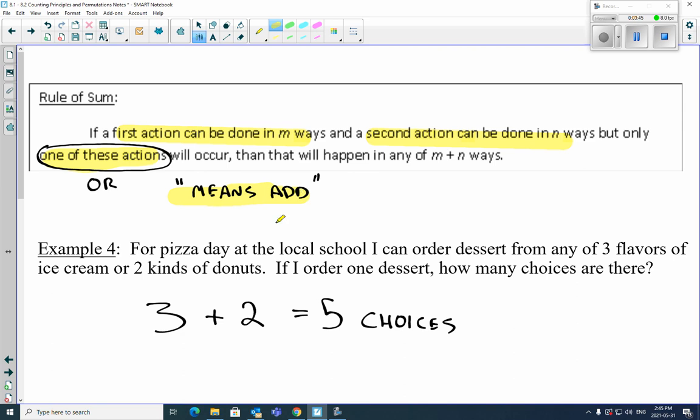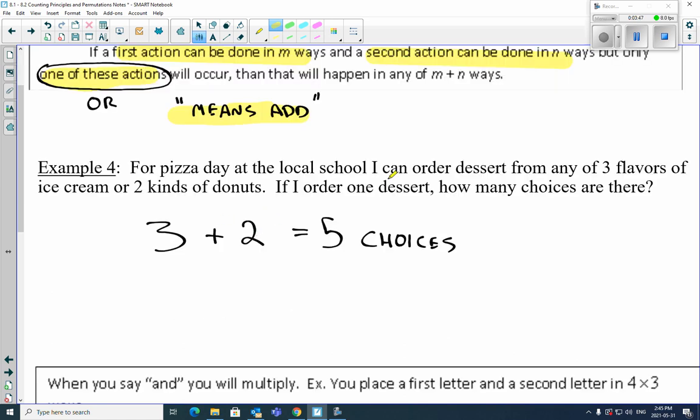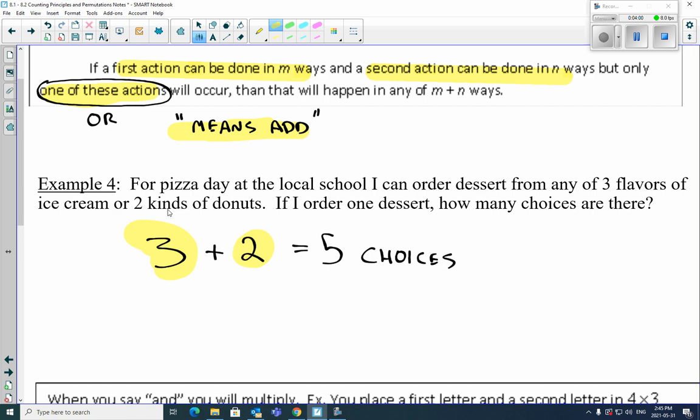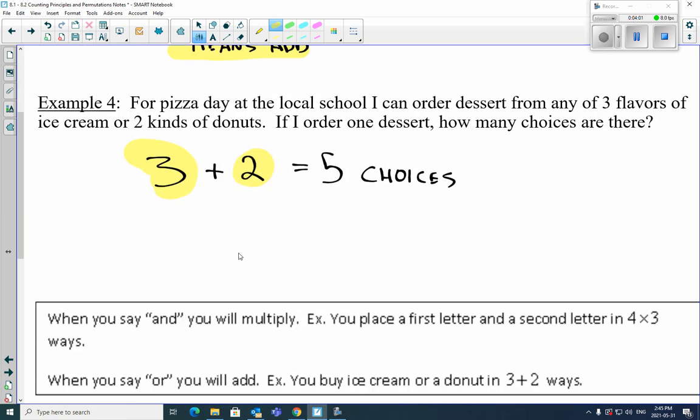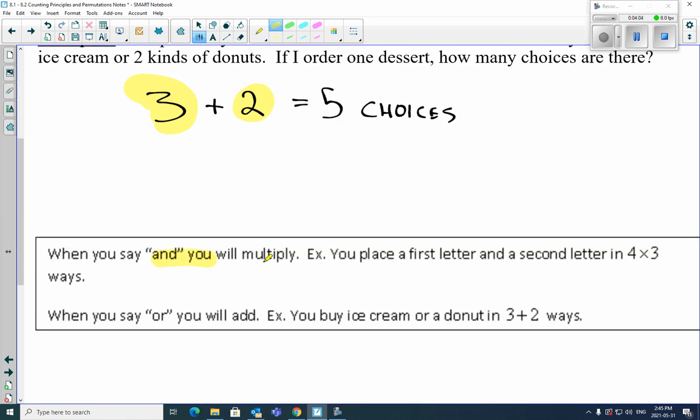So pizza day. You get a choice of 3 flavors of ice cream or 2 kinds of donuts. So your options are, hey, there it is. You either get the 3 flavors of ice cream or the donuts. You can't have both, and that's why you add them, right? So if it's or, it's add. And if it's and, multiply, and again, or, add. Just keep that in the back of your mind, okay? So now what we can do is talk about actual permutations. And permutations is a combination of all this stuff.